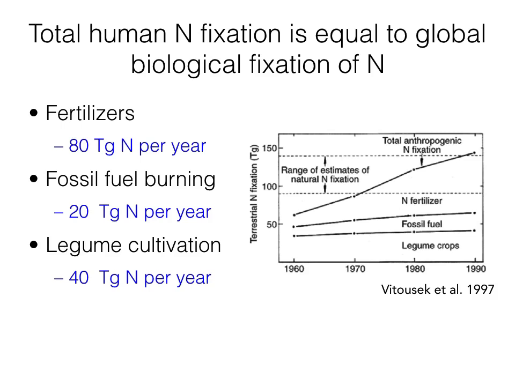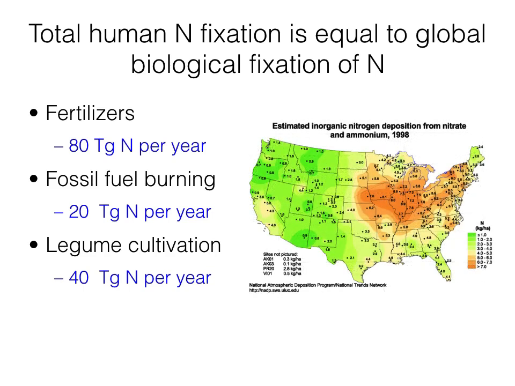And you can see that when you add these up, we're talking about 140 or so teragrams per year due to human nitrogen fixation, which is roughly equal to all of the biological fixation. So essentially we're fertilizing the earth. This added nitrogen also has some important impacts on nitrogen deposition from nitrate and ammonium.